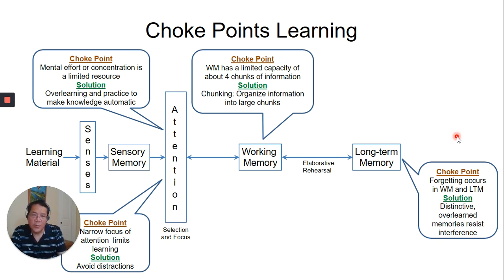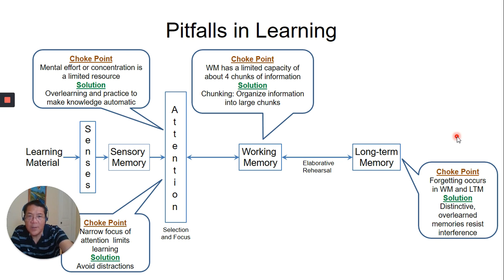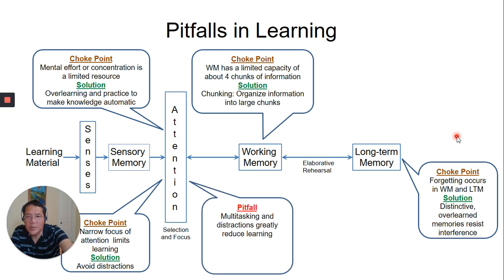So those are the choke points of learning, the constraints we have to deal with. Now I want to talk about pitfalls in learning. Pitfalls in learning have to do with common mistakes that students make that undermine their learning. These are traps that you should avoid if you want to study effectively. And there are 3 of those pitfalls.